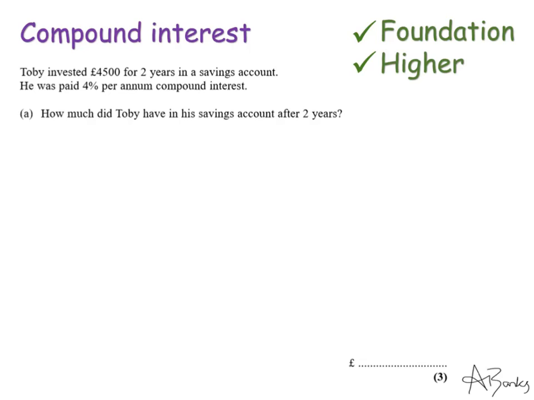Okay, so using multipliers then. At the end of 1 year, Toby would have 4,500, and if I want to do a 4% increase, I will multiply that by 1.04. So that's how much Toby has after 1 year. Now, to find out how much he has after 2 years, I'm going to multiply whatever this is again by 1.04. So this will give me the answer.